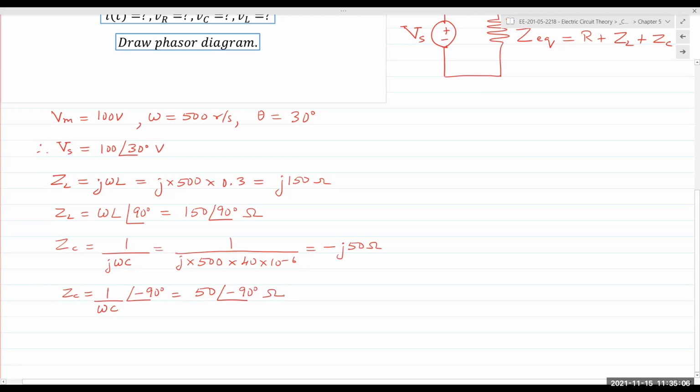There, all of them. So total ZEQ is simply 100 plus J150 minus J50. And then since I need to divide, I'm going to find the polar coordinates.